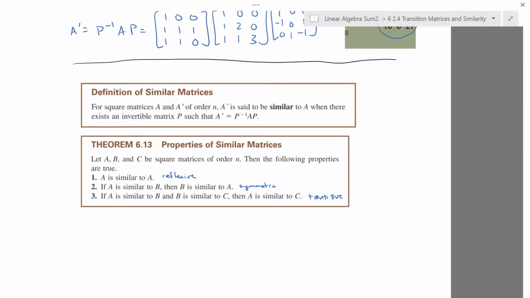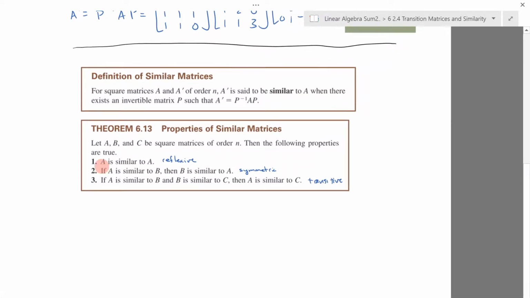So we have that this is an equivalence relation. It's actually not too hard to see why these three properties have to be true. Property 1 follows because, to show a similarity relationship, you have to find the matrix P where this equation works out. So A is similar to A.